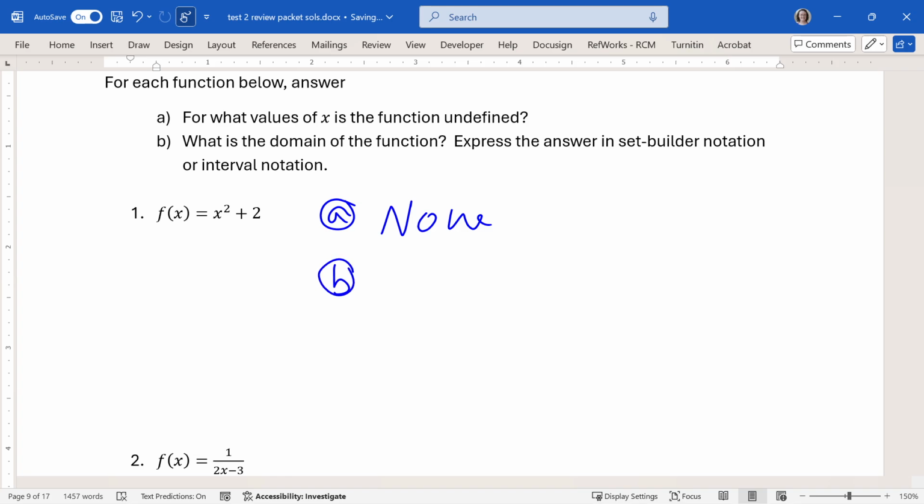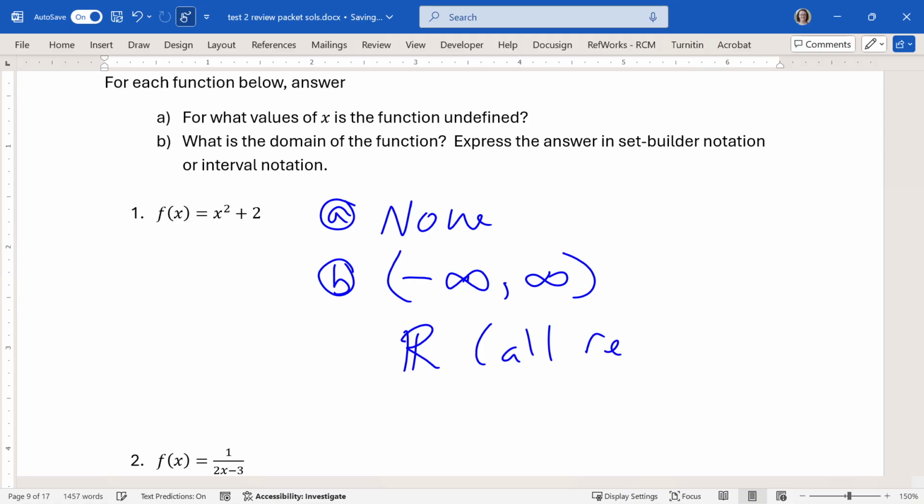Part B, then, what is the domain of the function? This is all real values. So you could just say, in set builder notation, x such that, all x, something like this, I guess. Or if you want to do it in interval notation, then I think it's a little more sensible. So we could go from negative infinity to infinity. If you know this symbol as well, you could use this. This is all real numbers. That would be a fine way to answer as well.